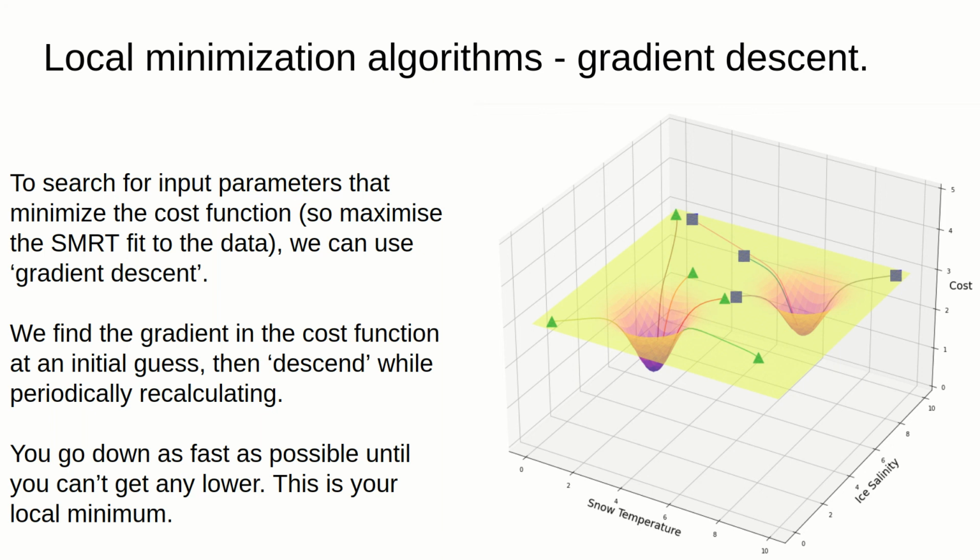So that's a gradient descent algorithm that finds the local minimum in the cost function. And for our 10-dimensional SMRT parameter space, there are loads of these local minima, absolutely loads. So we can't just take a guess and hope that we find the global one. This gradient descent function isn't that good. What we need is an algorithm to find the global minimum.